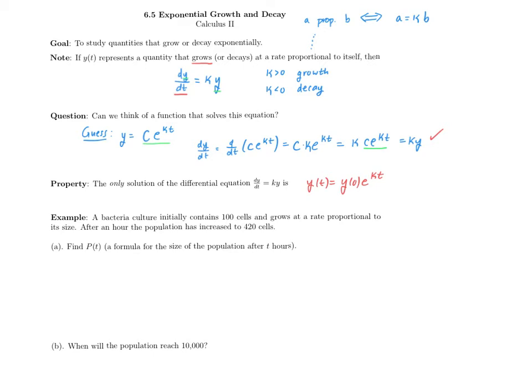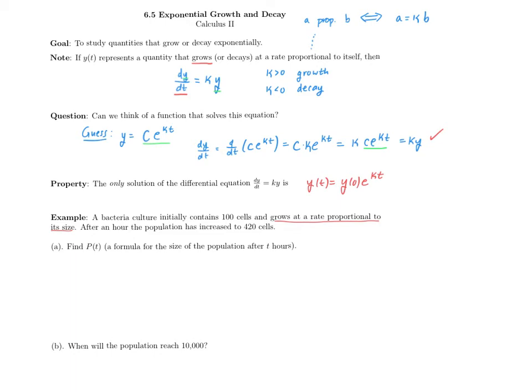A bacteria culture initially contains 100 cells and grows at a rate proportional to its size. And note the key language here, grows at a rate proportional to its size. That phrase is precisely what we started with earlier. After an hour, the population has increased to 420 cells. What we would like to do to get started is find a formula representing the population at any time t.